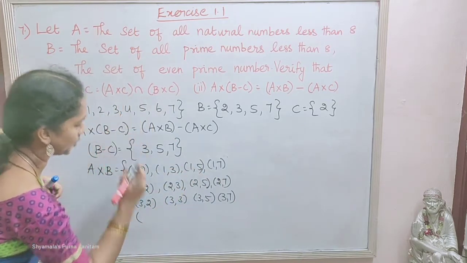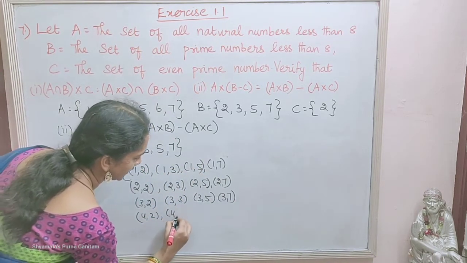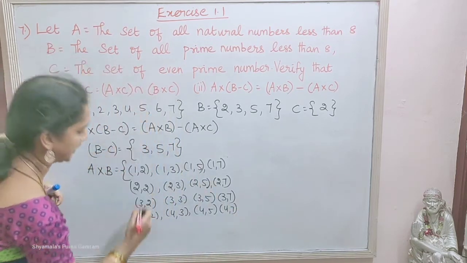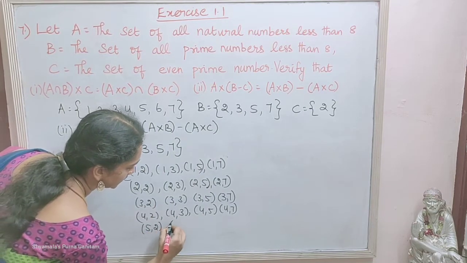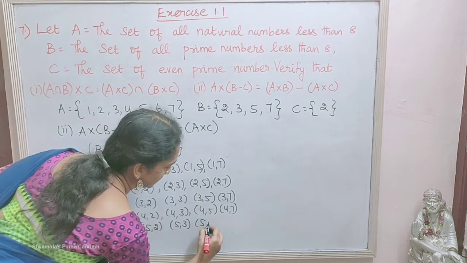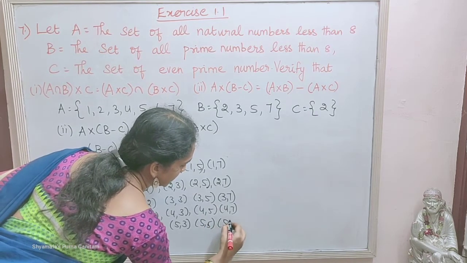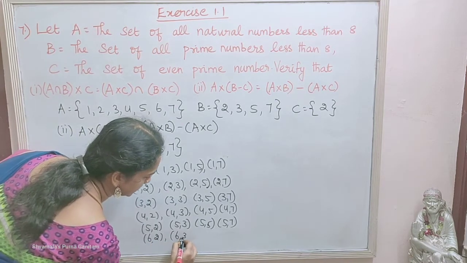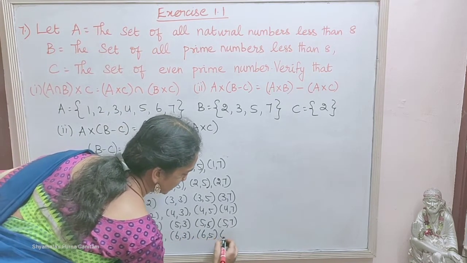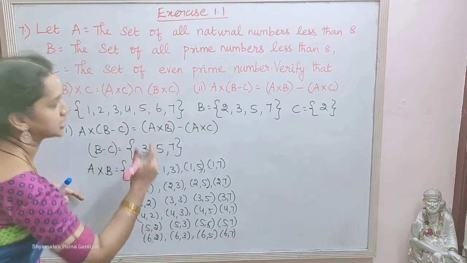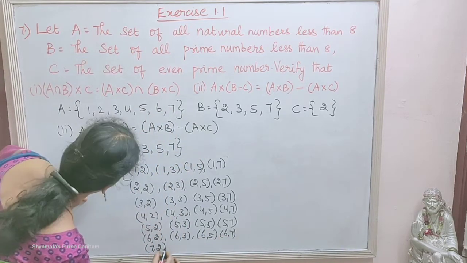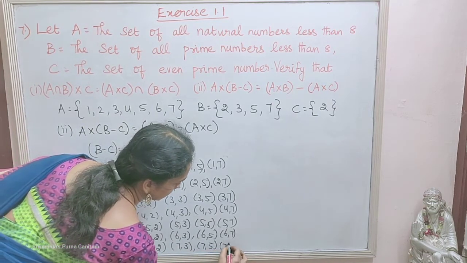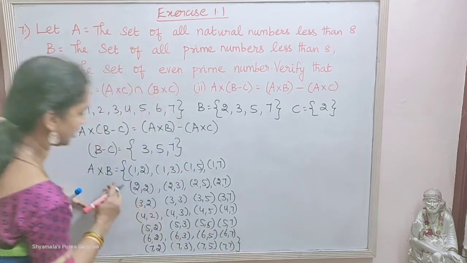Then next one is 4: 4, 2; 4, 3; 4, 5; 4, 7. Then 5: 5, 2; 5, 3; 5, 5; 5, 7. The next one is 6: 6, 2; 6, 3; 6, 5; 6, 7. The next one is 7: 7, 2; 7, 3; 7, 5 and 7, 7. So this is A cross B.